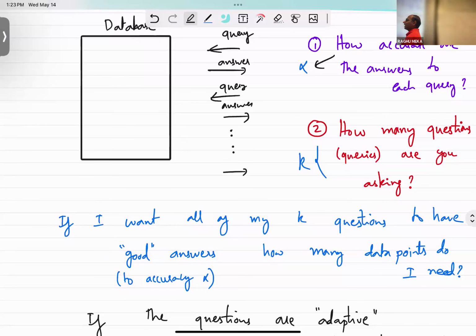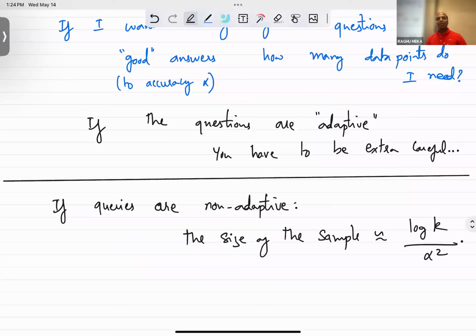So remember, I want alpha accuracy and I'm asking k questions. I want to know, okay, what's the average, let's say, what's the fraction of people with this specific gene 1, with specific gene 2, gene 10, gene 11, and so on, right? If they're non-adaptive, meaning I decide ahead of time, tell me what fraction of gene 1, gene 11, gene 15, and so forth. Okay. So these are decided before I see the answers. If I want good estimates for all of them, the number of samples that I have to collect from the population is roughly log k over alpha.